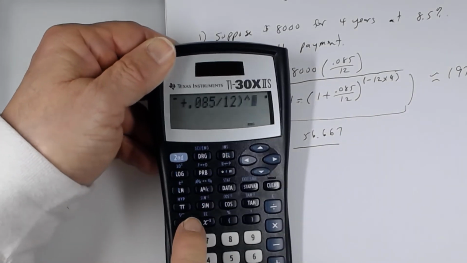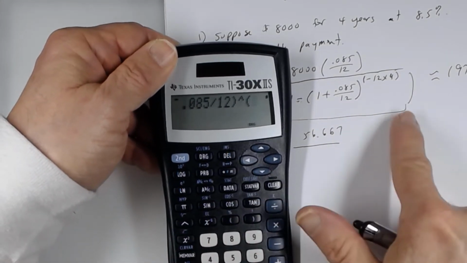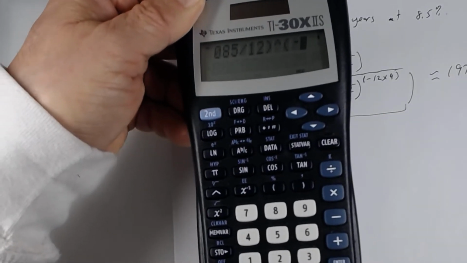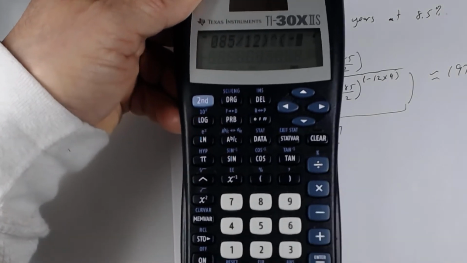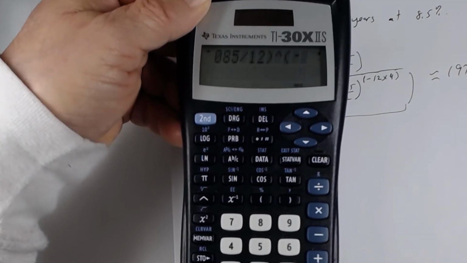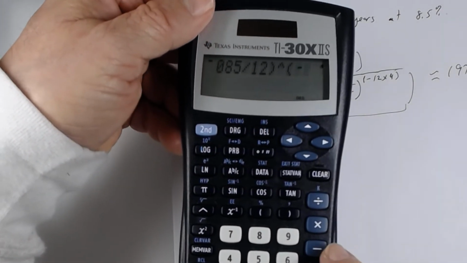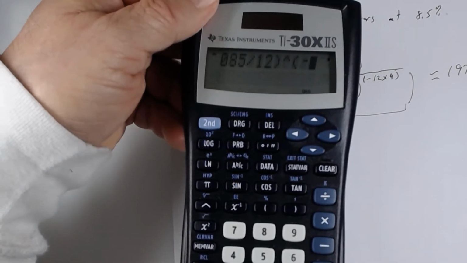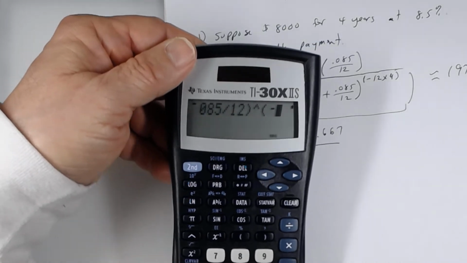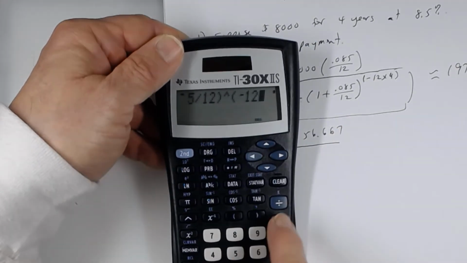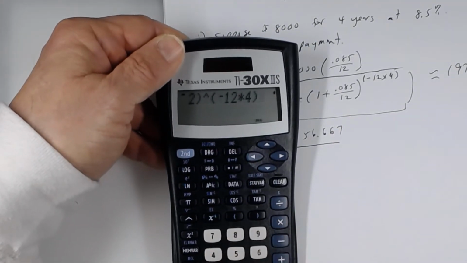Raised to the power, parentheses, negative. It could be you're using the wrong symbol for negative. You've got to use this symbol for negative. You can't use the subtraction symbol. We talked about that before in here. Subtraction is not the same as negative. So you've got to use your negative symbol, and that's probably where your error is coming from. Negative 12 times 4, close the parentheses, press equal.